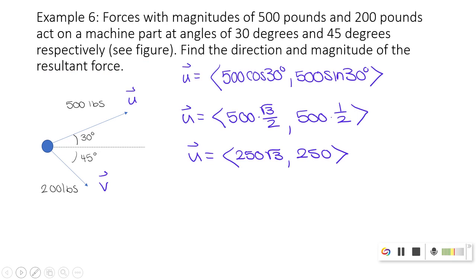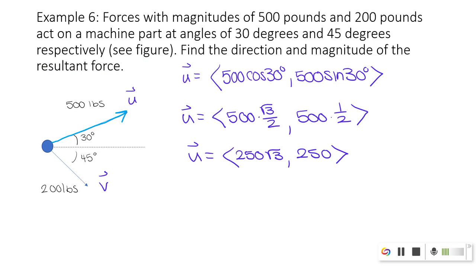Now, there are multiple ways to do this problem, but I'm going to do it using the concepts we learned in this video. So I'm going to write both of these vectors in component form and then add them together. I'm going to start with the vector on the top of the picture. This is the one that I'm going to call vector u.